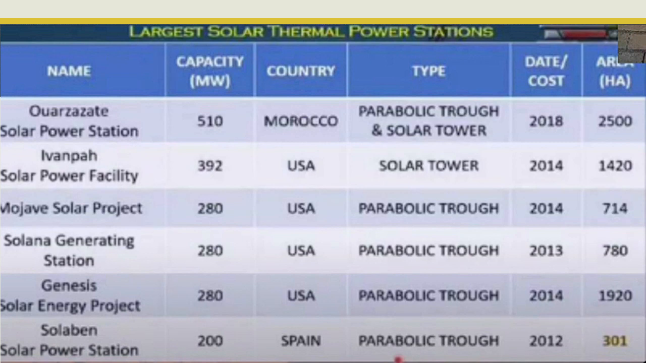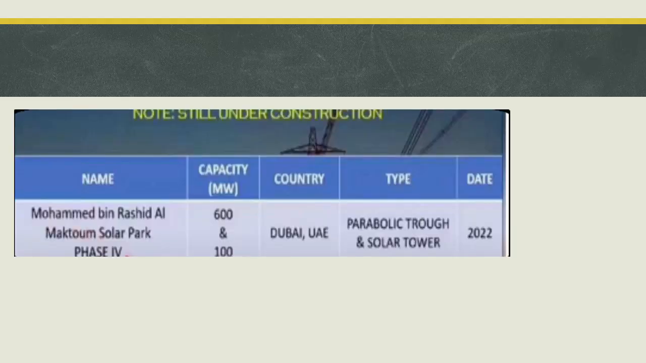Next. Now, here's another one, the Mohammed bin Rashid Al Maktoum Solar Park Phase 4. It is a combination of parabolic trough and a solar tower that can produce 700 megawatts of capacity. This is still ongoing, started from 2022, and is found in Dubai, UAE. That's all.